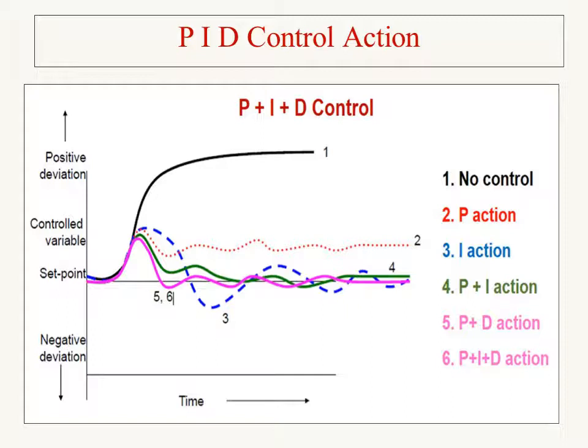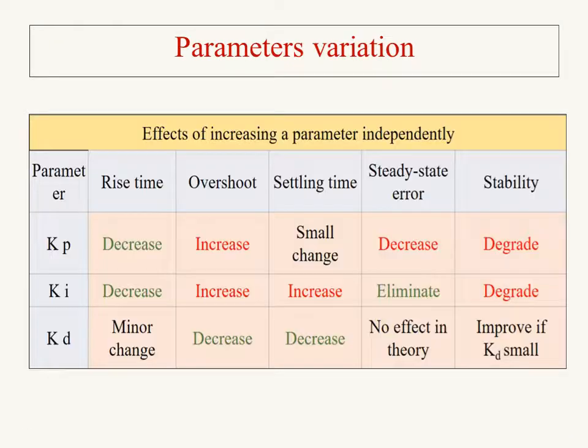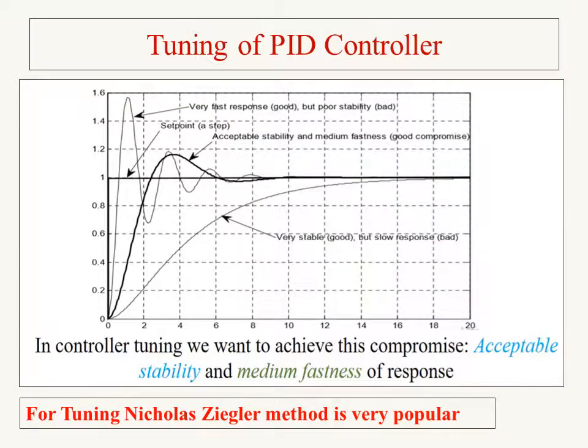Then P plus D action, say the 5th and 6th, P, I and D. Again the error is minimized, though the oscillations may be there. Now, how to adjust the parameters? We have to adjust the parameters to get our purpose solved. For adjusting the parameters, there is a distinct procedure called tuning of the PID controller.